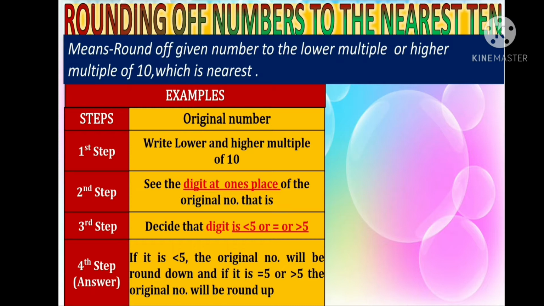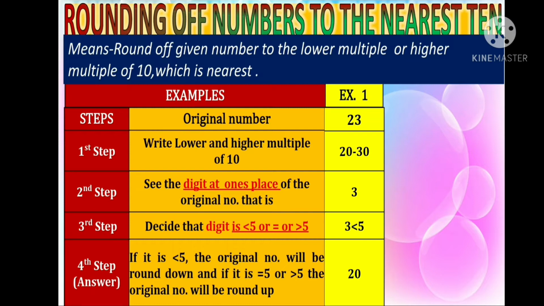Let's understand with the examples. Here are the steps. If the original number is 23, first step: write the lower and higher multiple of 10, which is 20 or 30. Second step: see the digit at one's place of the original number, that is 3 in the number 23.